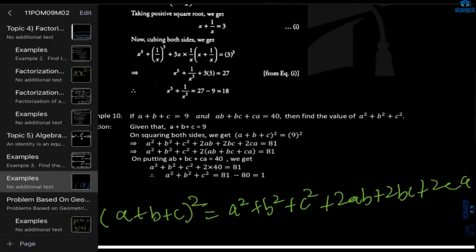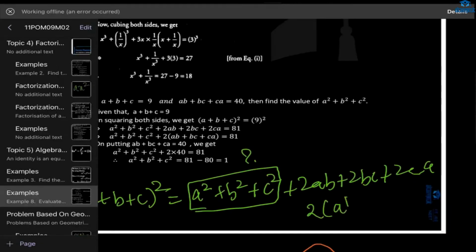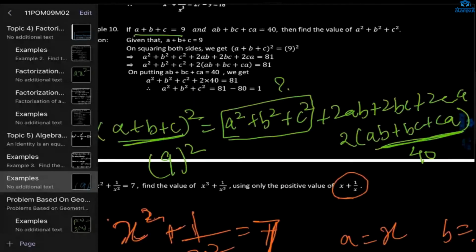Okay, Razi. Now we know the value, we have to find the value of this. Here, if we take 2 common, ab plus bc plus ca, then we know the value of the expression is 40. And the value of a plus b plus c is given. What is that? 9. So 9 square. Do you still have a doubt? You just write this formula and put the values here.